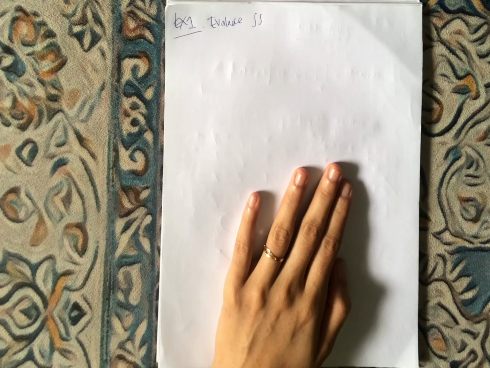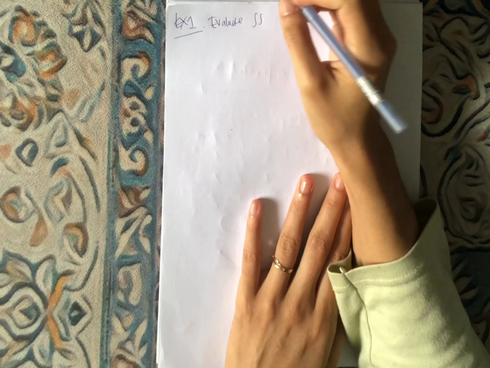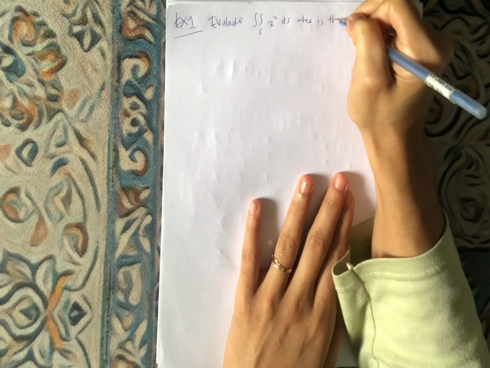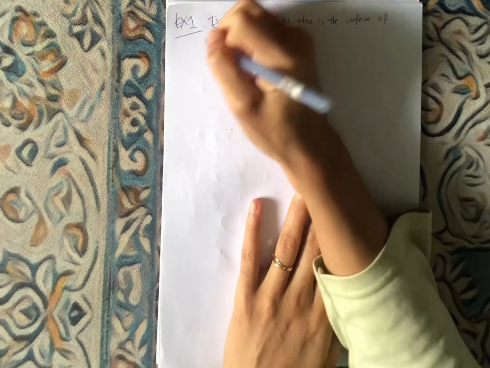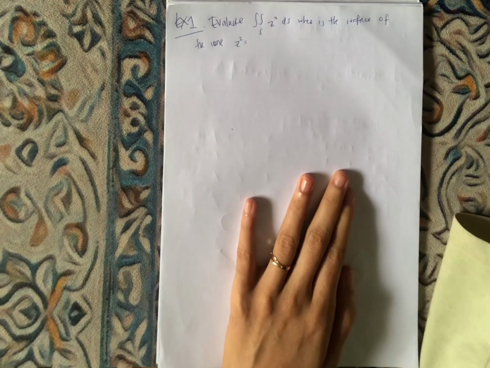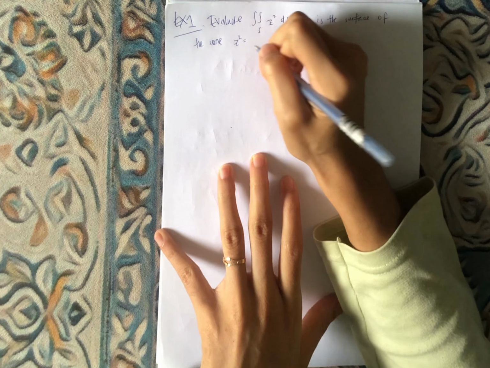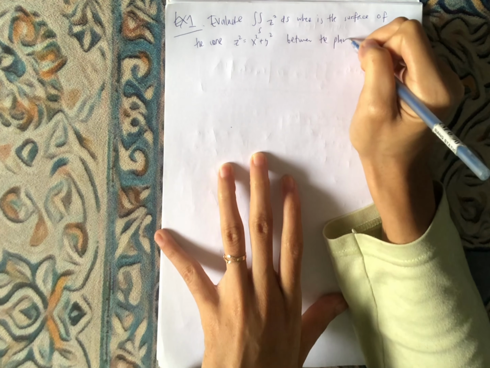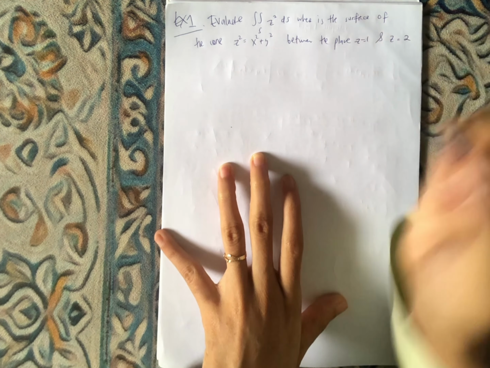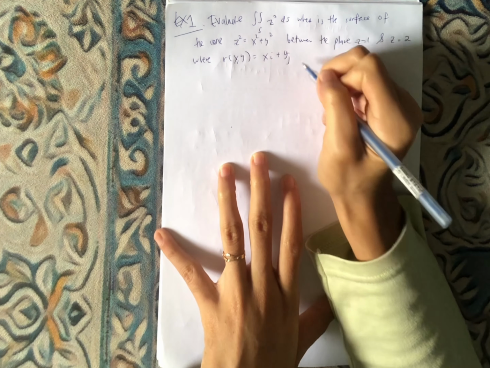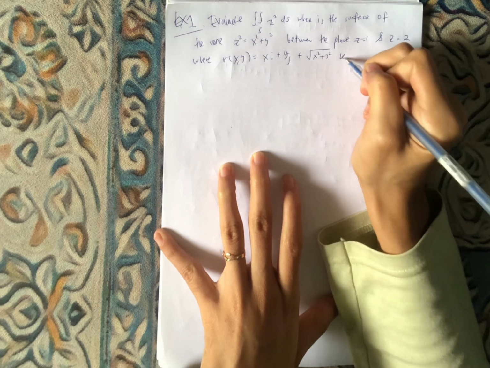Okay class, so we proceed with example 1. The question is: evaluate the surface integral, where S is the surface of the cone z squared equals x squared plus y squared, between the planes z equals 1 and z equals 2, where r(x, y) equals x i plus y j plus square root of x squared plus y squared k.